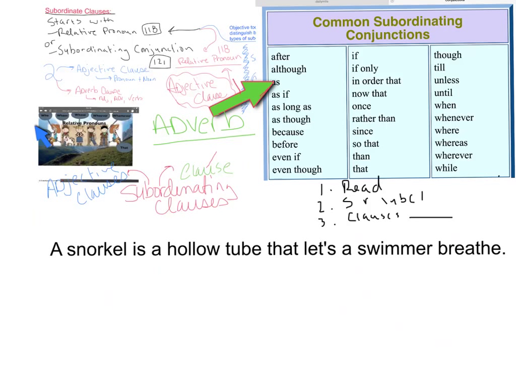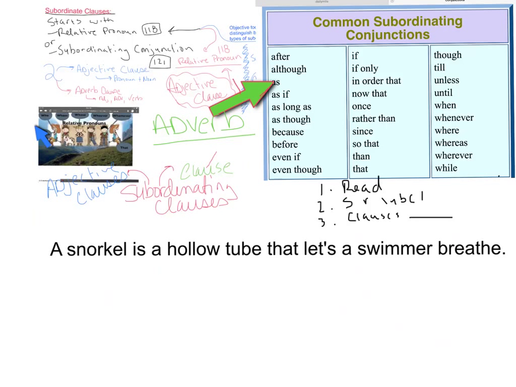So I need to read my sentence. I need to do my subjects and verbs. You can do all your direct objects and all those other things, but right now we're just going to focus on these three things: subject, verb, label, and then underline your clauses. Remember, it's got to have a subject and a verb. So here we go. A snorkel is a hollow tube that lets a swimmer breathe.